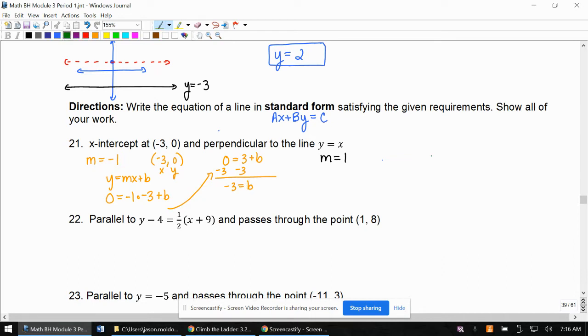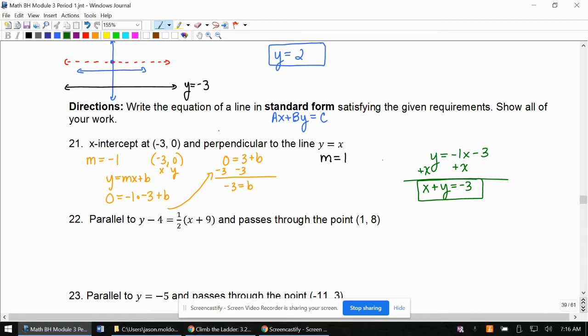Maybe over here, I will now write what I have. I have y equals -1x minus 3, and I'm going to convert this into standard form by moving x and y to the same side, getting x first, y second, and then the constant. And in fact, that meets all the requirements of standard form.